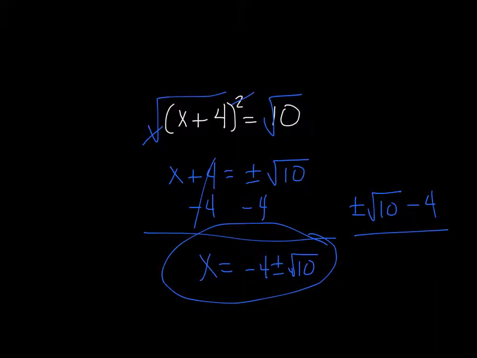So extracting square roots is just getting what's being squared, whether it's just an x or it's a bubble, get that by itself, and then square root both sides. Just remember, when you square root both sides, you have to have a plus or minus, and go ahead and solve for x, however that has to happen. And that's it.